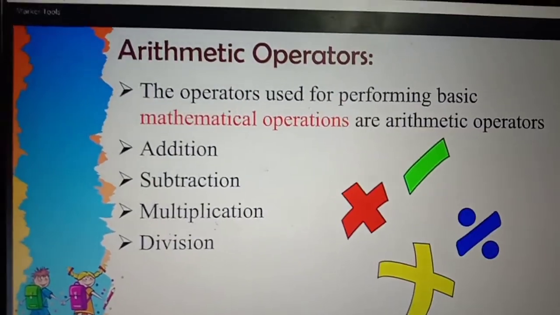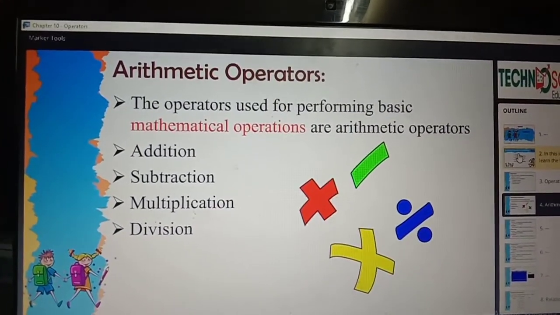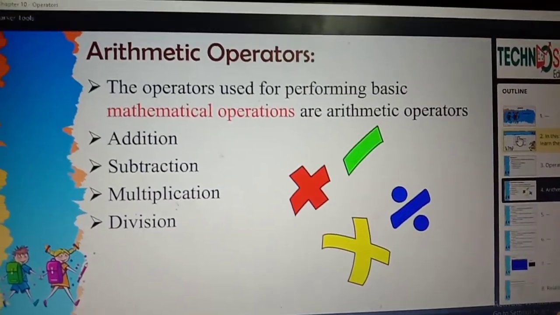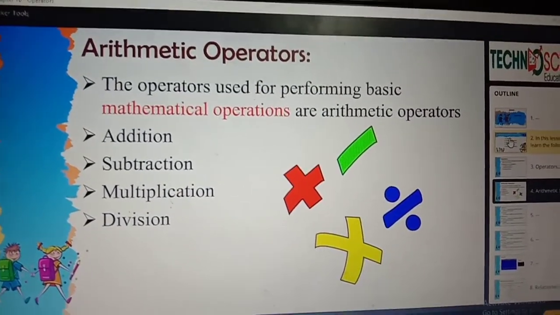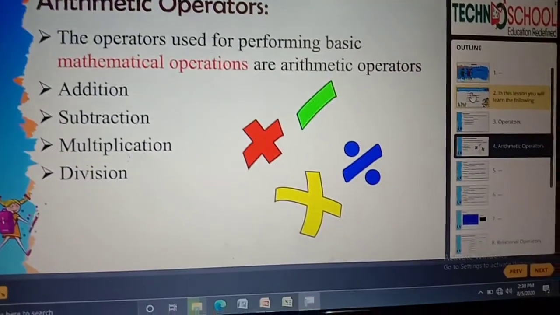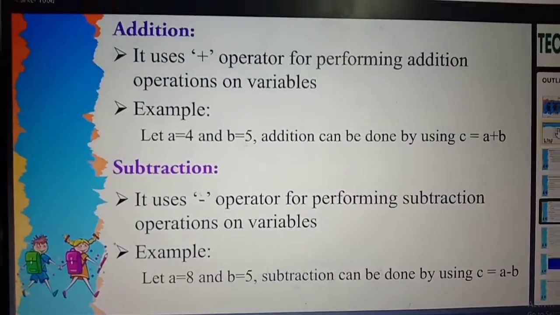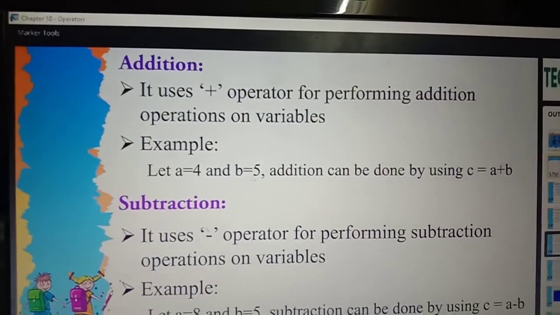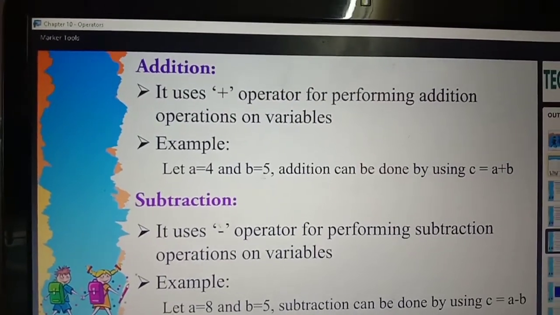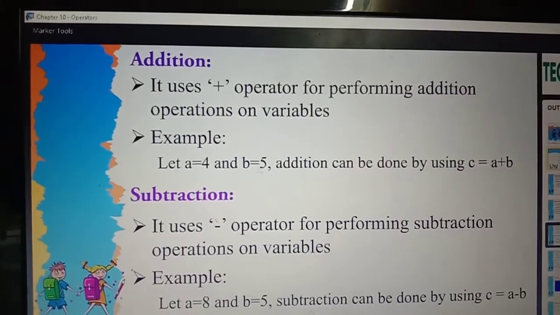Arithmetic is nothing but addition, subtraction, multiplication and division. The operators used for performing basic mathematical operations are arithmetic operators, that is addition, subtraction, multiplication and division. See, in order to perform an addition, which operator do we need? We need a plus symbol, right? It uses a plus operator for performing the addition operation on the variables.